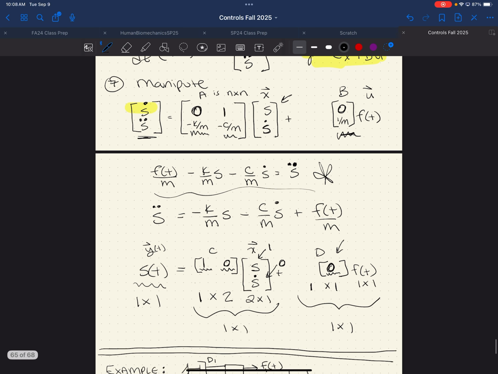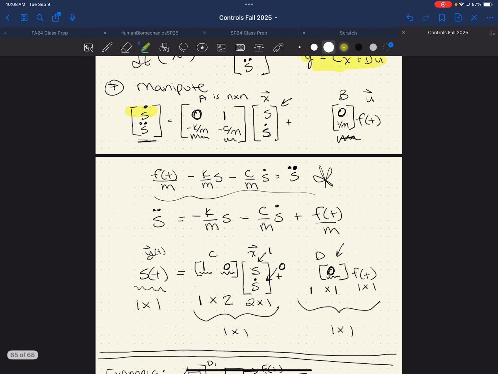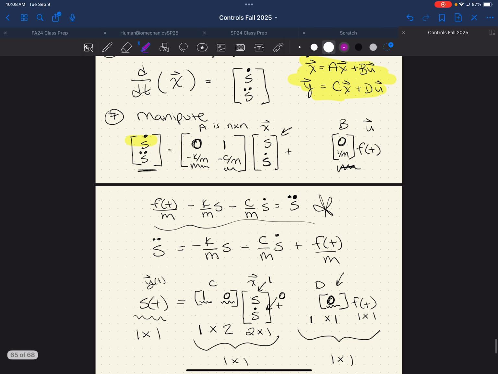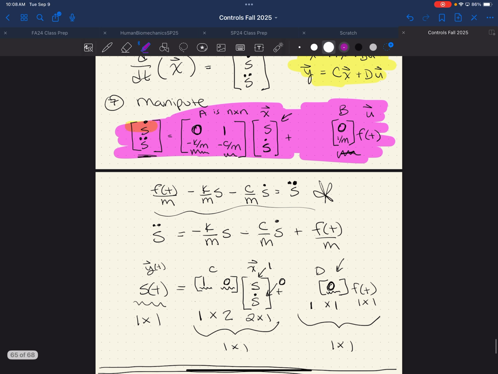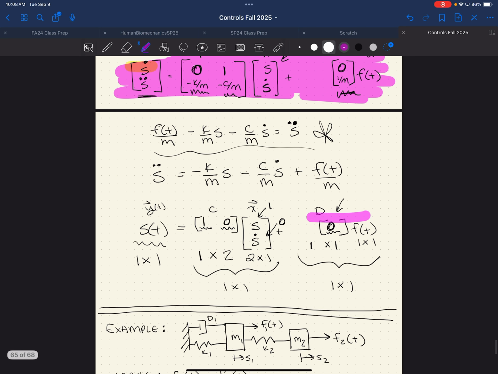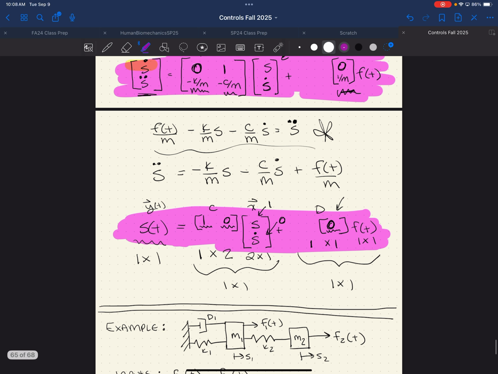Okay, that's it. I'm going to highlight our final answers here. So this was our... oh God, that's bright. That's a little exuberant for me. That is our state equation, and this is our output equation. Ta-da! Okay.